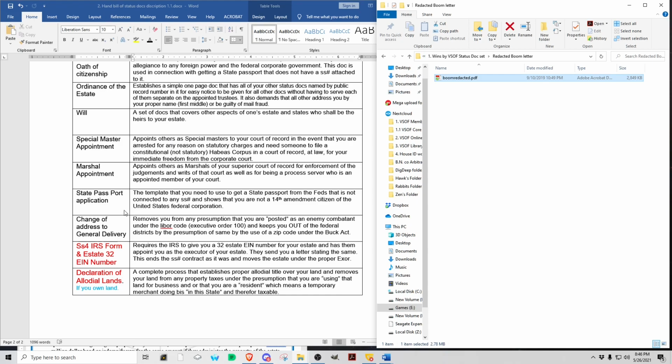And then we've got the passport application, which I mentioned. Then we've got the change of address, which is something I can just tell you how to do, but I don't really have a form for it. It's something you have to go down and talk to your local postmaster. Then the IRS SS-4 form for the 32 estate EIN.